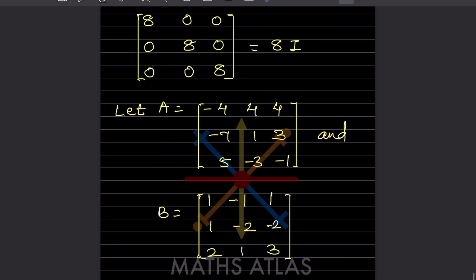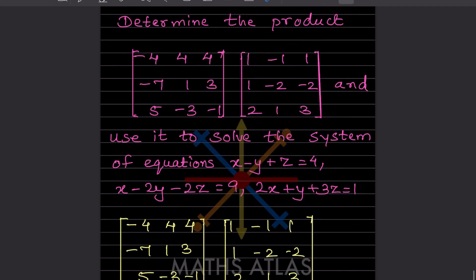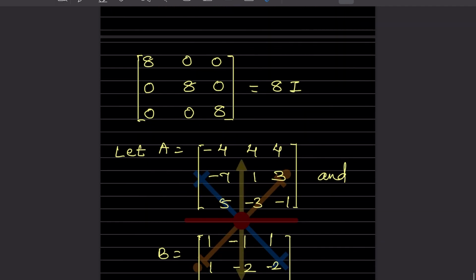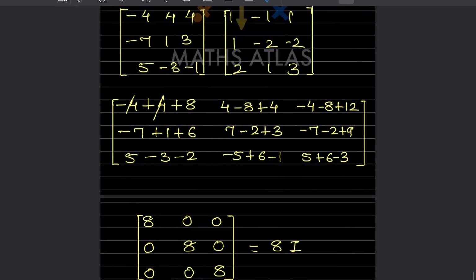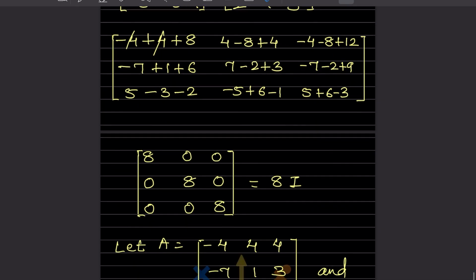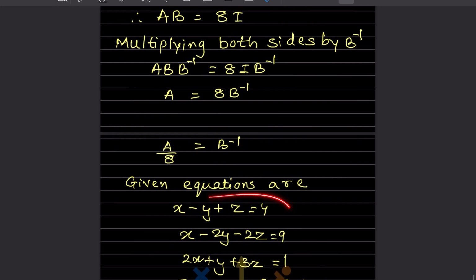So now we have A given. Same over here, we can consider this as A and this as B. So A is this and B is here. So AB, what we got here, when we added this, we got this one. So AB is 8I. So multiplying both sides by B inverse, we get A as 8 B inverse. So what will we do with this one? This 8 will bring on this side. So that will be A by 8, that is B inverse. So the equations are given over here.